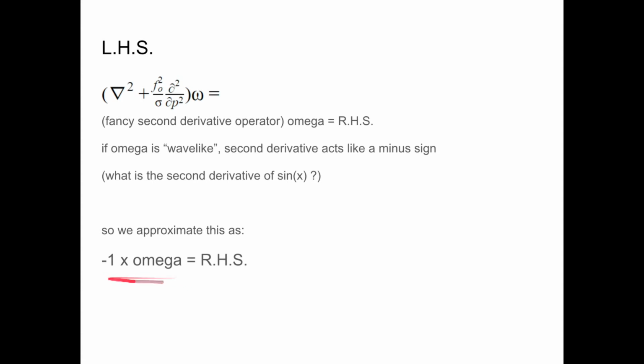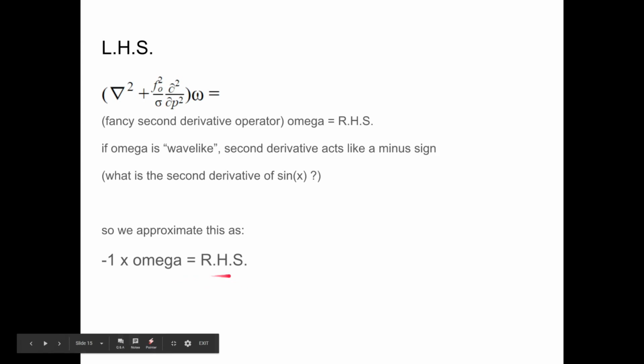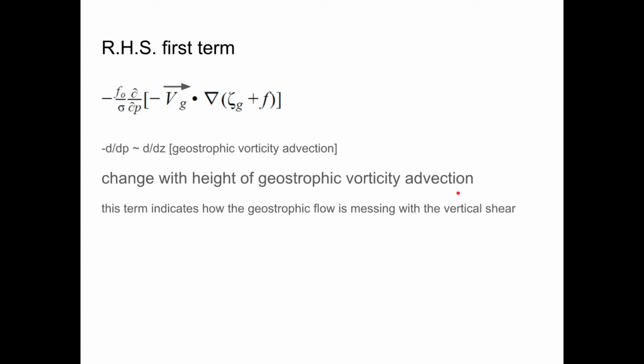So that's what we'll do. We approximate this as minus omega equals the right-hand side. So we need to understand the right-hand side and the forcing terms. So let's look at those individually. So the first term, we'll work this from the inside out.